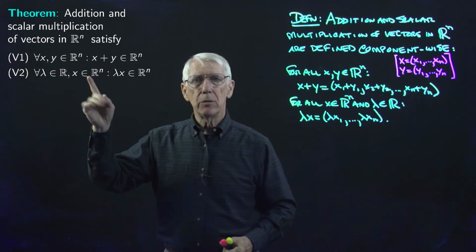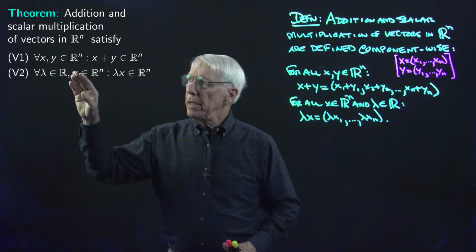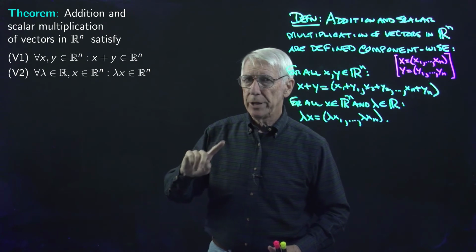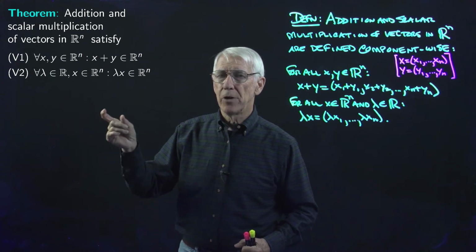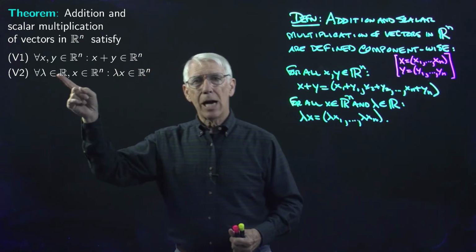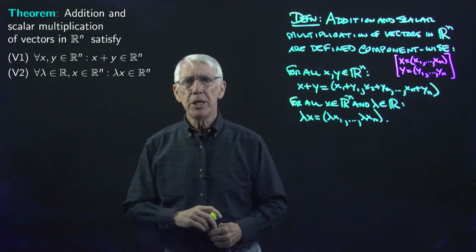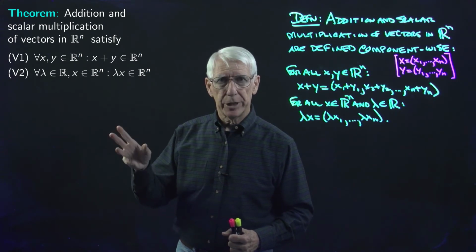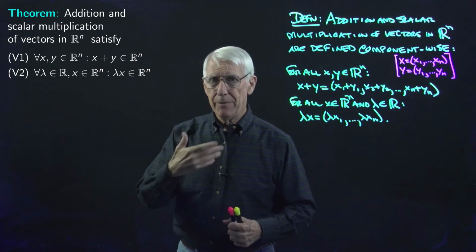We describe that by saying that the set Rn is closed under the operation of vector addition. Closed under the operation, meaning that if we perform that operation on elements of Rn, on vectors, we get back something that's still in Rn. The second property, same thing for scalar multiplication. It says that Rn is closed under scalar multiplication, meaning if we take any vector in Rn and any scalar and multiply scalar times a vector, what we get back is a vector in Rn.